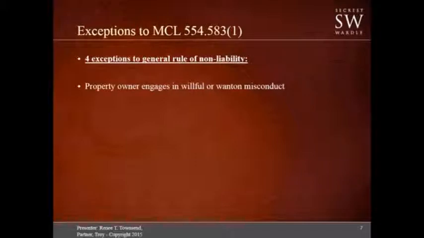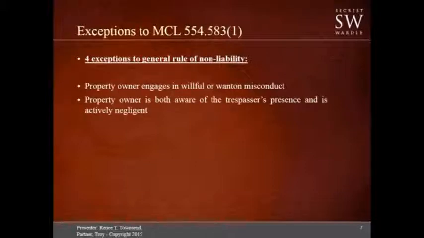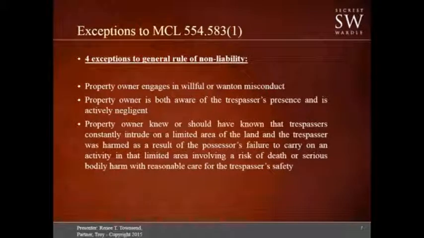Number 1, if the property owner engages in willful or wanton misconduct. Number 2, the property owner is both aware of the trespasser's presence and is actively negligent. Number 3, the property owner knew or should have known that trespassers constantly intrude on a limited area of the land, and the trespasser was harmed as a result of the possessor's failure to carry on an activity in that limited area involving a risk of death or serious bodily harm with reasonable care for the trespasser's safety.